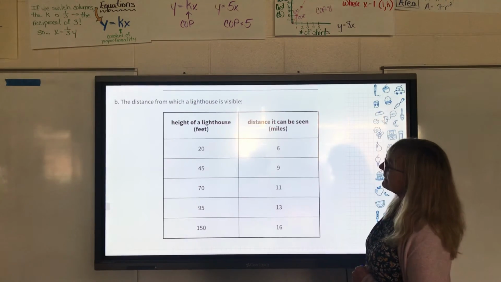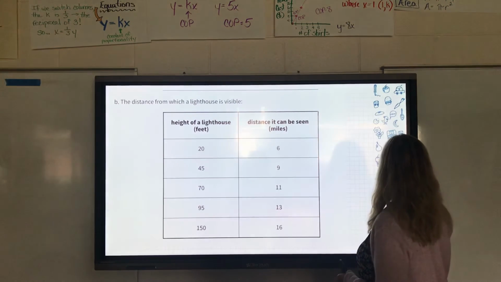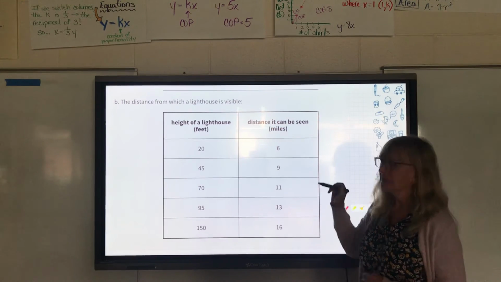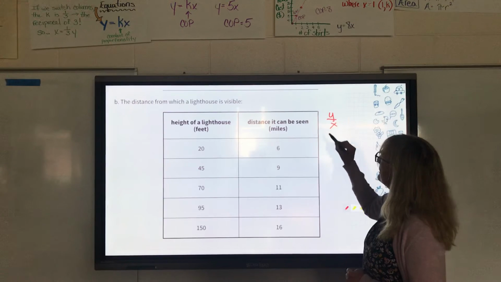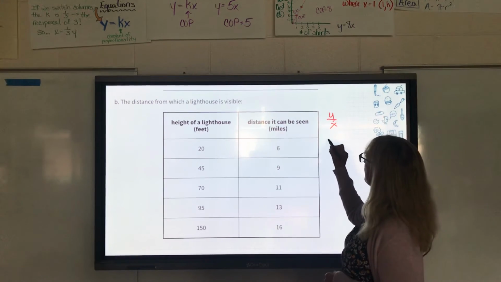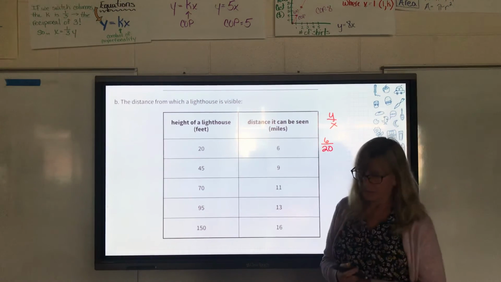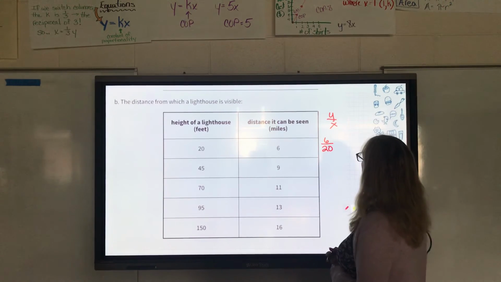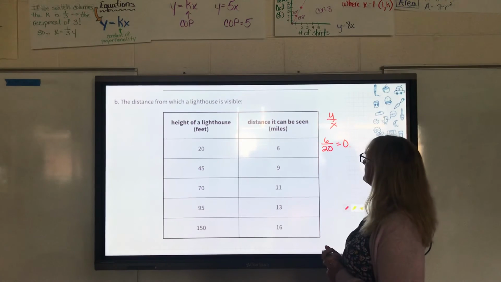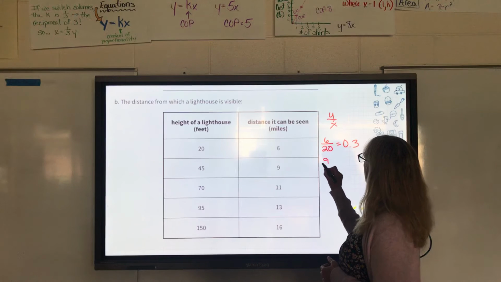Now we're looking at the height of a lighthouse and the distance it can be seen. How many of you think that should be proportional? I think it should be. Let's see if it is. All right, so we've got 6 divided by 20. So take out your calculators. What is 6 divided by 20? Okay. Then we have 9 divided by 45.